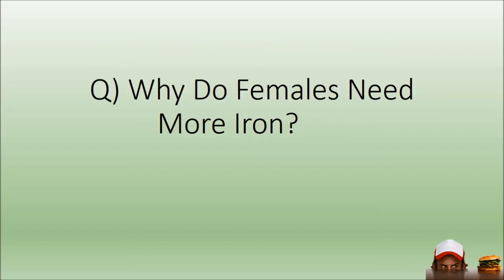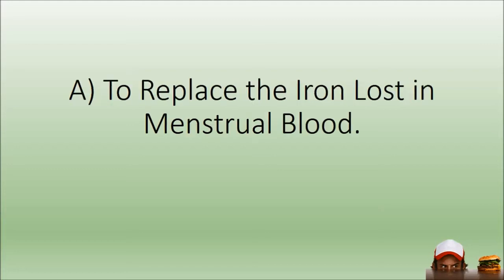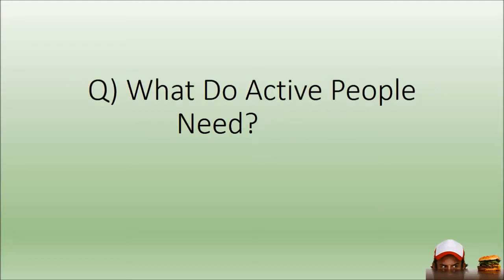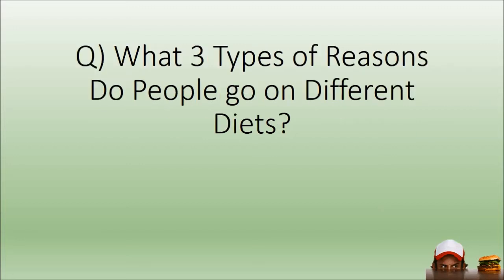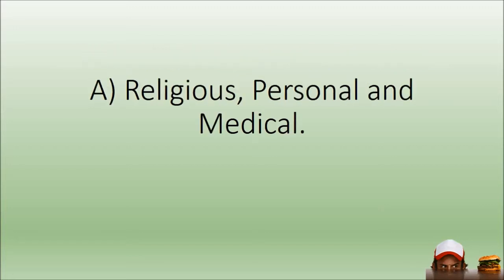Why do females need more iron? To replace the iron lost in menstrual blood. Why do active people need protein for muscle development and carbohydrates for energy? What 3 types of reasons do people go on different diets? Religious, personal, and medical.